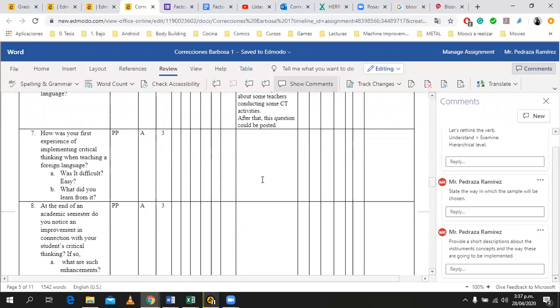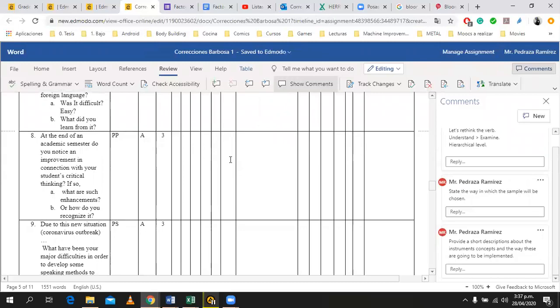How was your first experience of implementing critical thinking when teaching a foreign language? Was it difficult, easy? I would say something like, how difficult was it? So over there we can omit "was it difficult or easy," right? Now, how difficult was it, right? And what did you learn from it? Yeah, sounds good. For me, it sounds good because you're directly to the point.